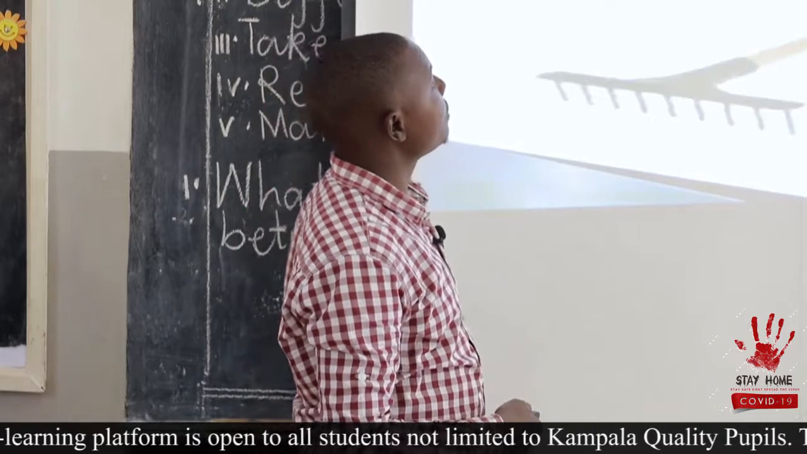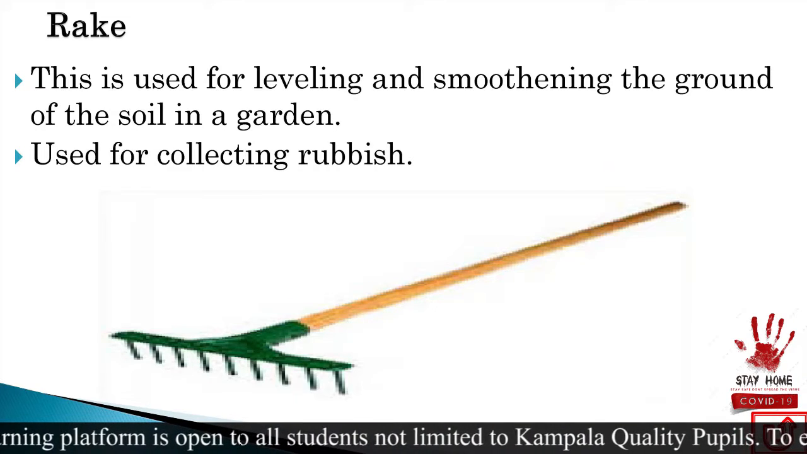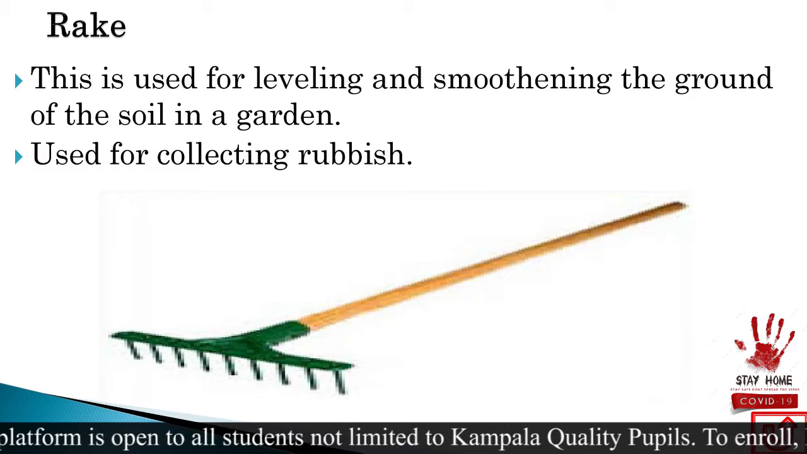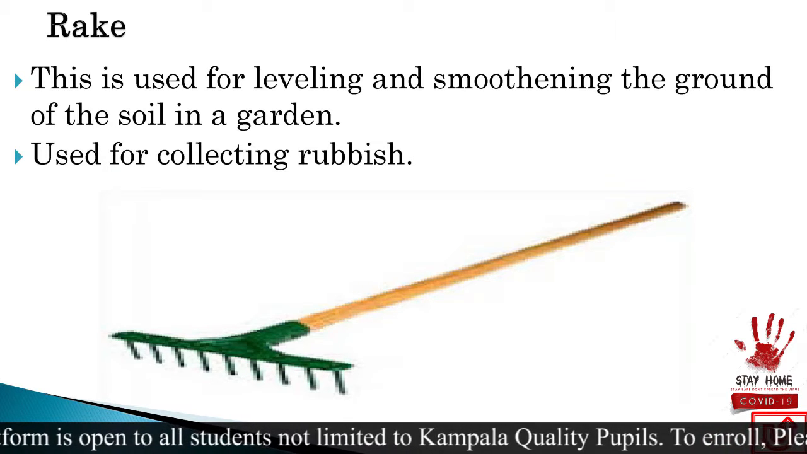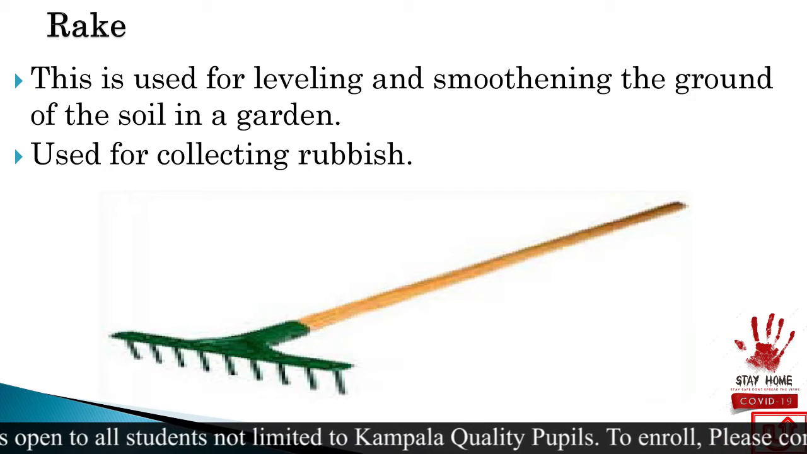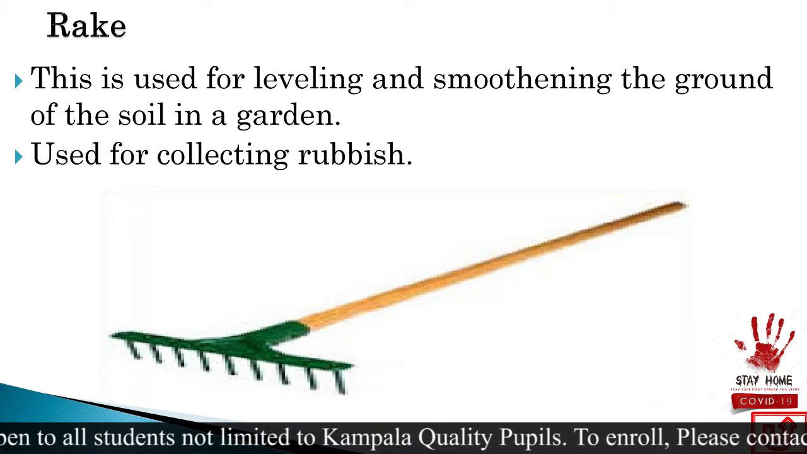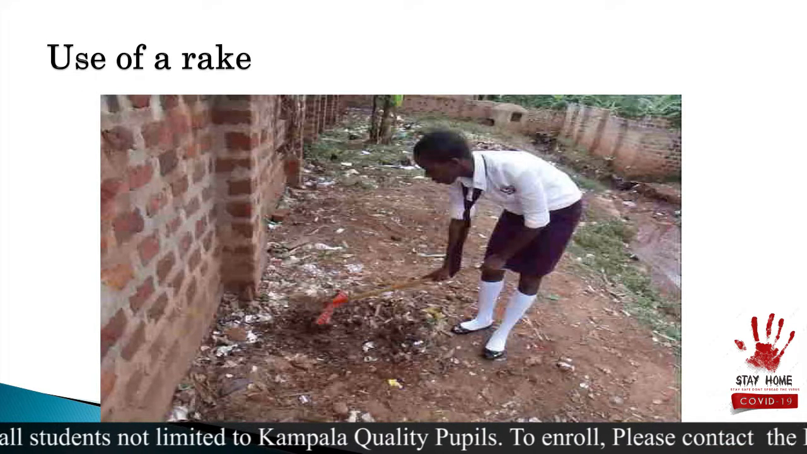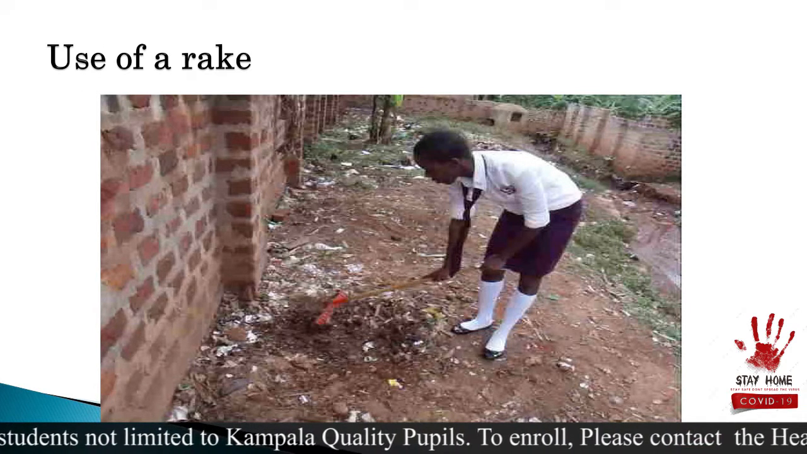Then we have a rake. A rake is used for leveling and smoothing the what? The ground, the soil. Then another one, it is used for collecting rubbish. Just like this girl is doing, she's using it to collect rubbish.